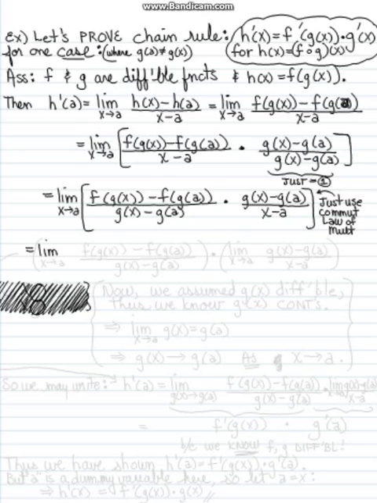Okay, now we're going to distribute the limit across the multiplication. So we've got the limit as x approaches a of the first factor, which is f of g of x minus f of g of a over g of x minus g of a. And then multiply that entire limit by the limit of the second factor as x approaches a, g of x minus g of a over x minus a.